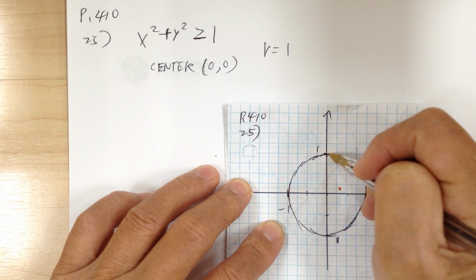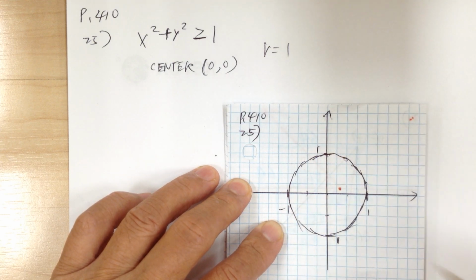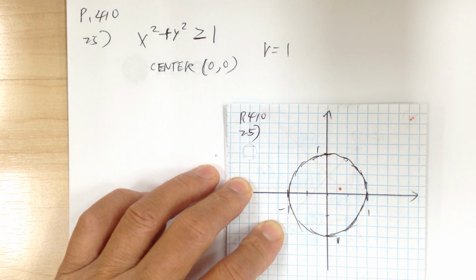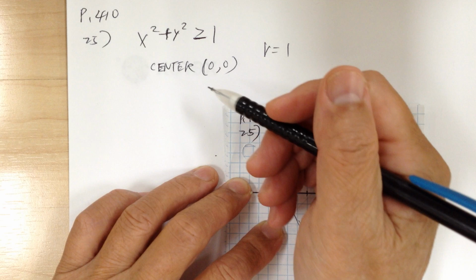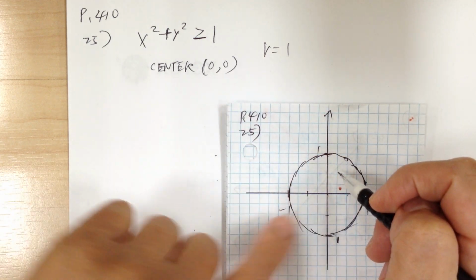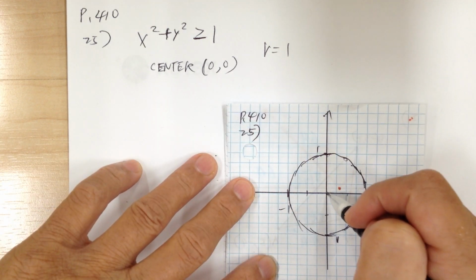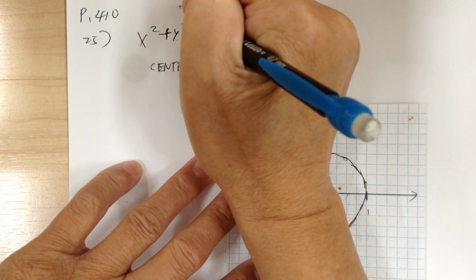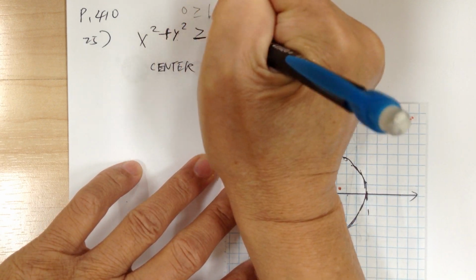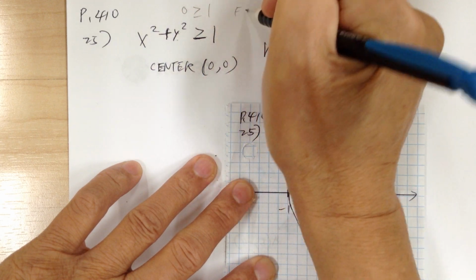Now, because the inequality means there will be some shading, what you want to do is use a testing point. In an inequality, you have to do the testing. Again, you want to use a point that is not on the line. So I'm going to choose my center 0, 0 as my testing point. When you put 0 in here, you're going to get 0 is greater than or equal to 1. So this is false.